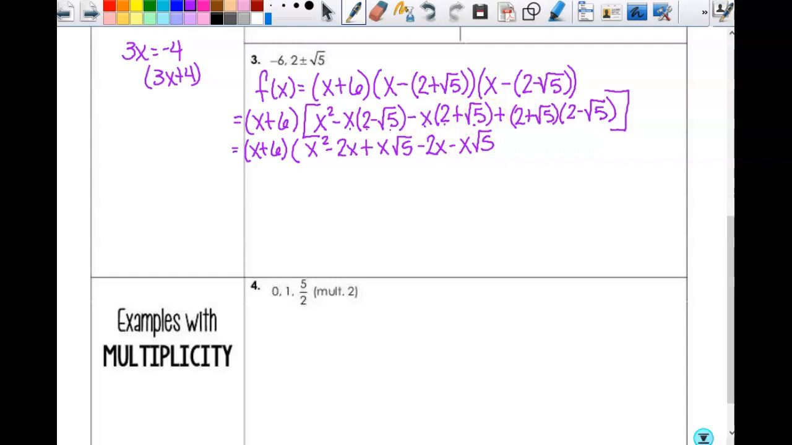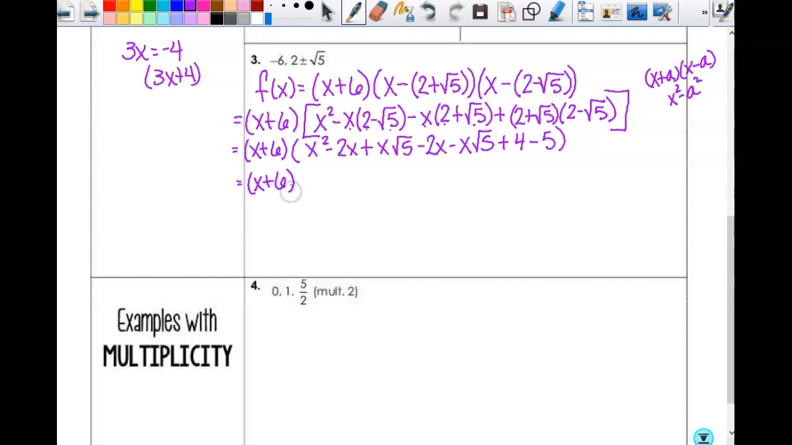Now when I look at this, it's two terms. This is a difference of squares. This is like x plus a times x minus a. And when you multiply those together, you just get x squared minus a squared, right? So what this is going to give me is I square the first one, plus 2 squared is 4, minus the square root of 5 squared. Square root of 5 squared is 5. Okay, so now I'm going to keep going here. And this equals, got x plus 6.